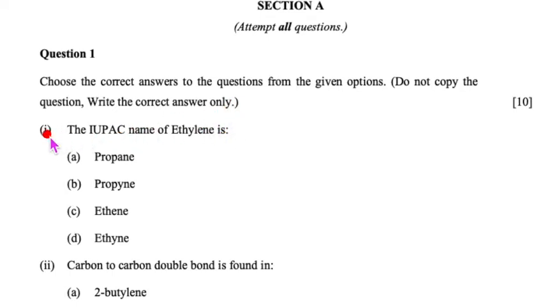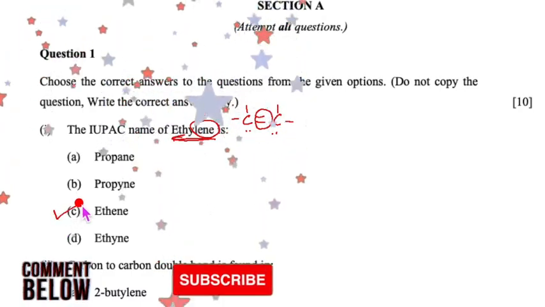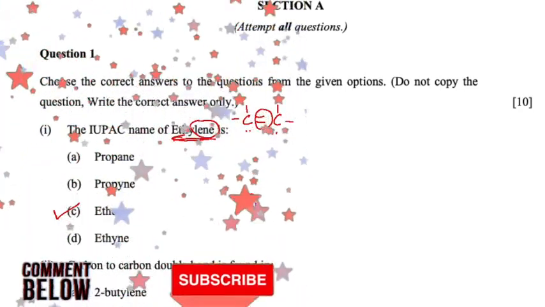The correct answer for the first one, the IUPAC name for ethylene. Now ethylene, this ylene means it is C double bond C. So eth means there are 2 carbons and there is a double bond. So it's going to be eth and ene. So our correct option is ethene.